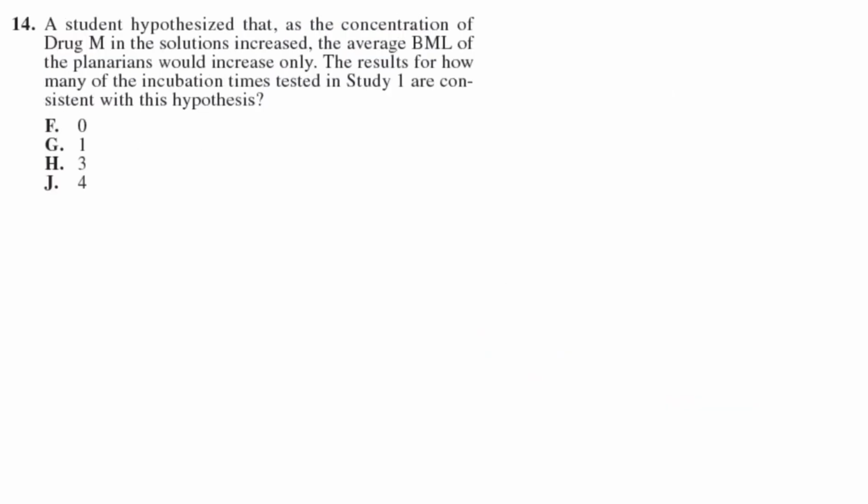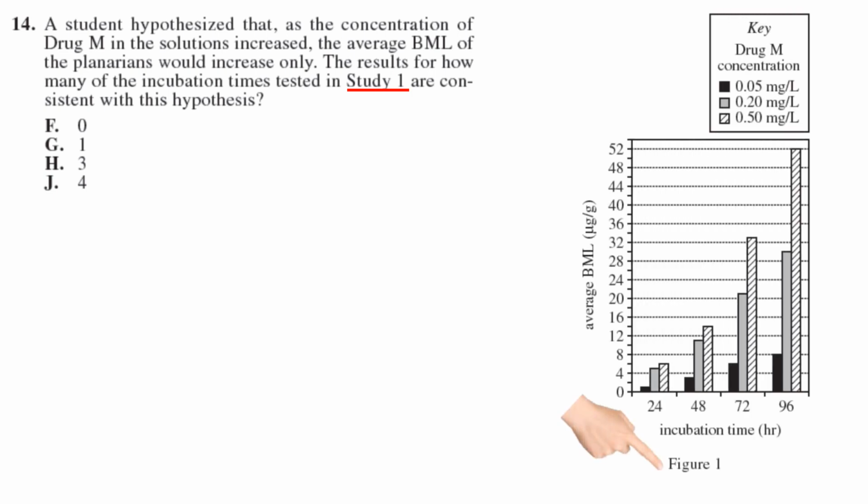Number 14, we're using study 1, so put your finger on study 1, figure 1. A student hypothesized, so we have to see if the information matches the student's hypothesis, that as the concentration of drug M in the solutions increase, so we see the concentrations here, and we're increasing from that black one to the light gray to the striped one. As it increases, the average BML would increase only.